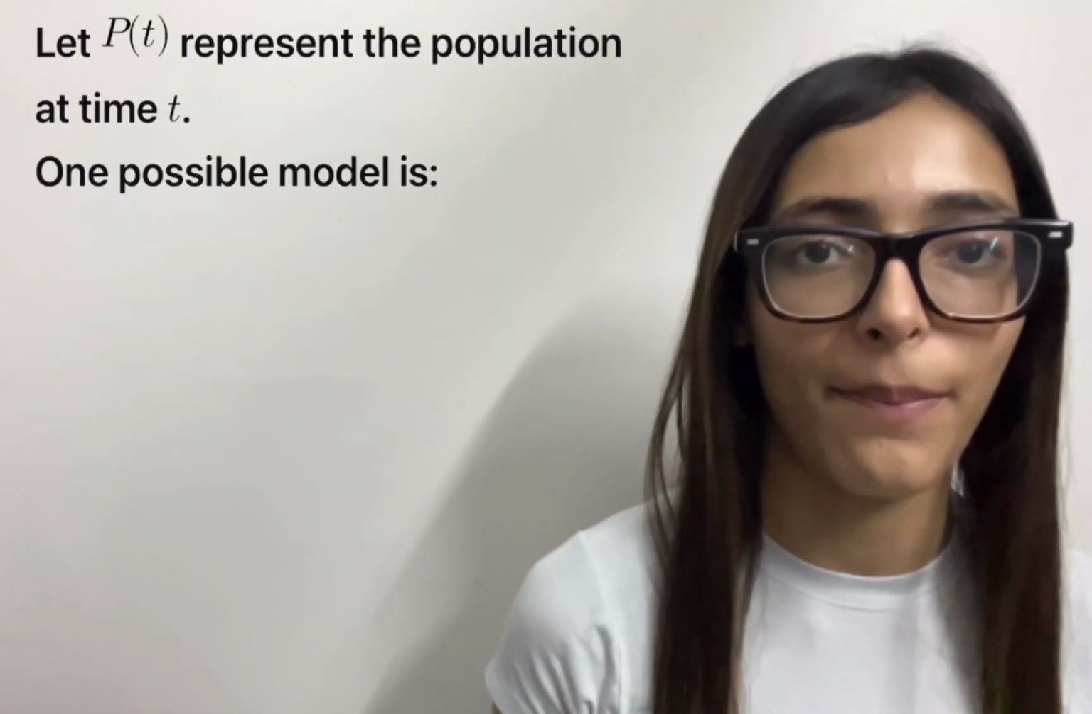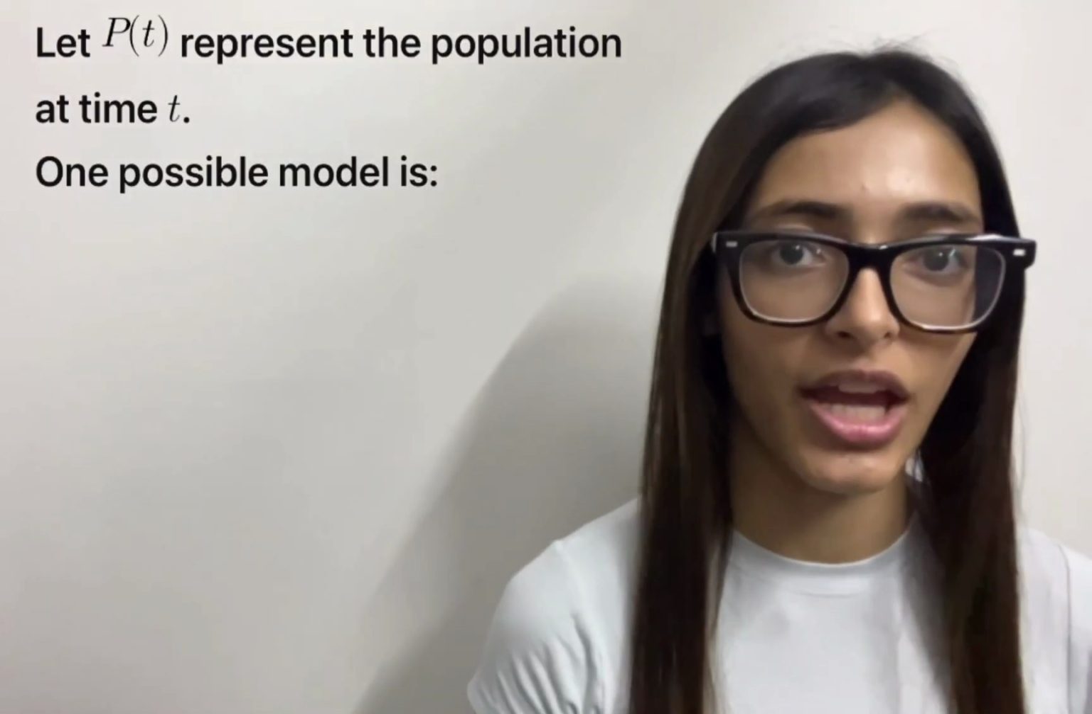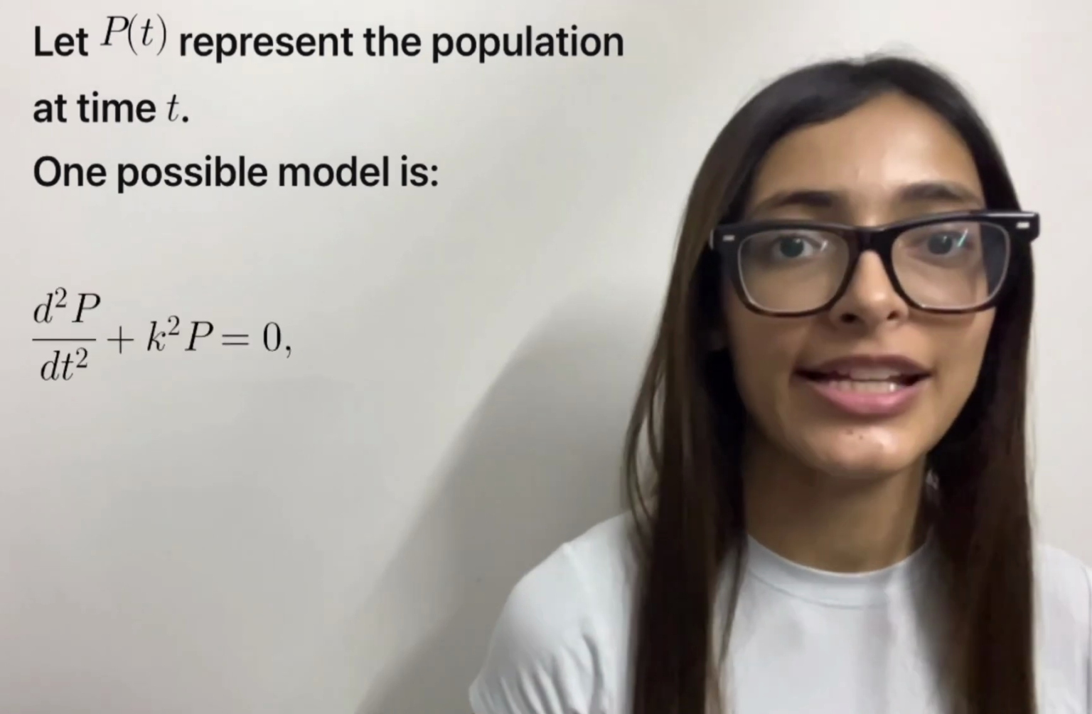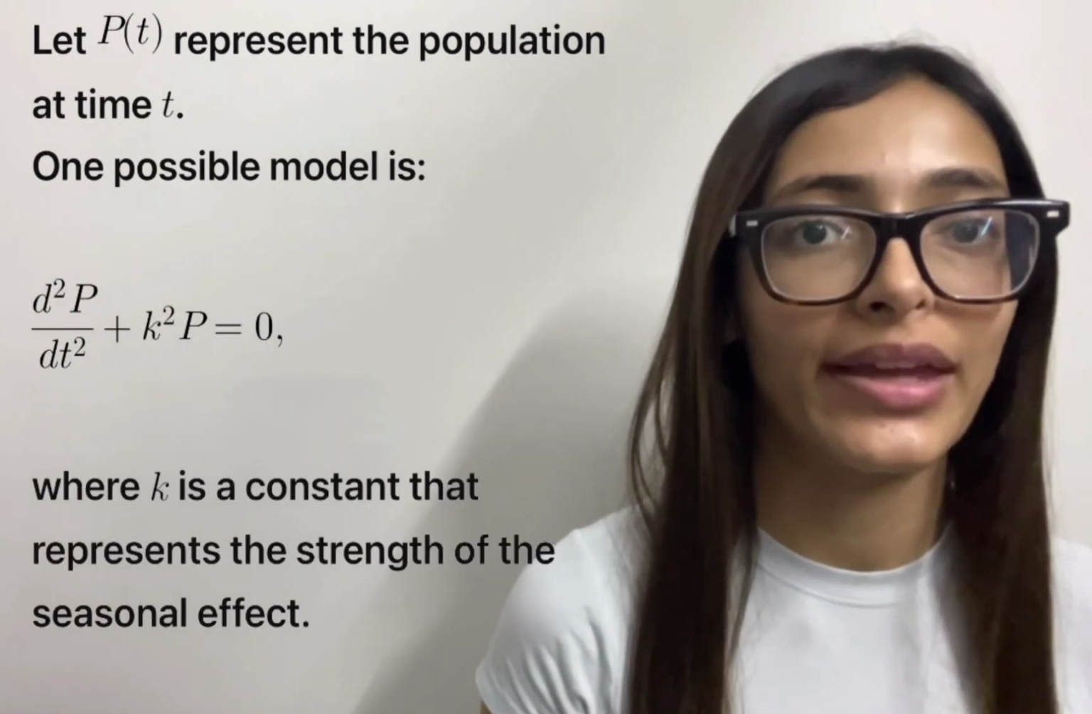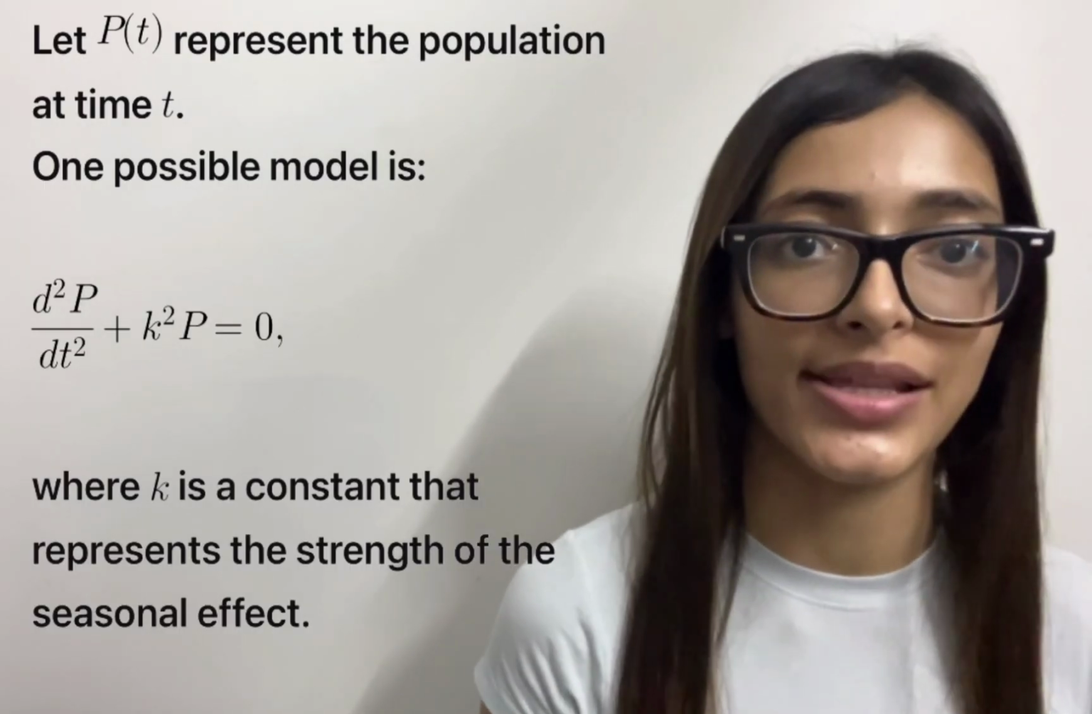Let P of t represent the population at time t. One possible model is d square P by dt square plus k square P is equal to 0, where k square is a constant that represents the strength of the seasonal effect. This equation says that the rate of change of growth itself depends on the current population, leading to oscillatory behavior.